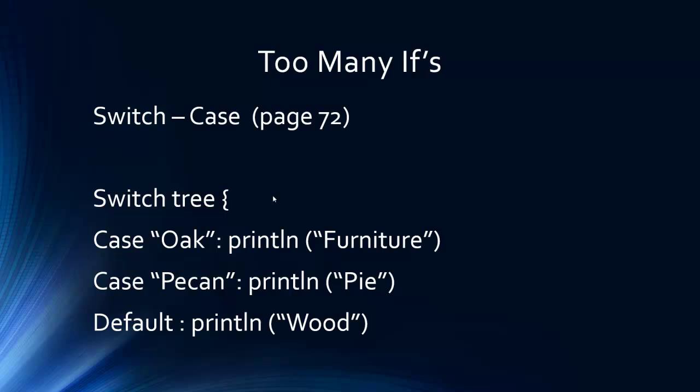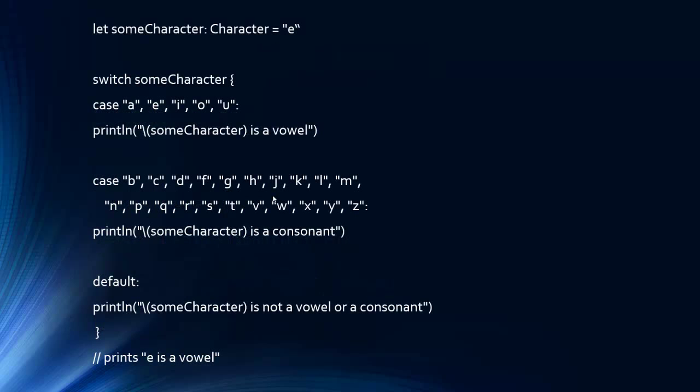So switch case, here's another example. Let some character equal e. Then I do a switch statement. If some character equals one of these, then print the character is a vowel. Or if the character equals one of these, print it's a consonant. And then I put a default at the end in case none of the other cases matched. It's kind of like a catch-all at the bottom.